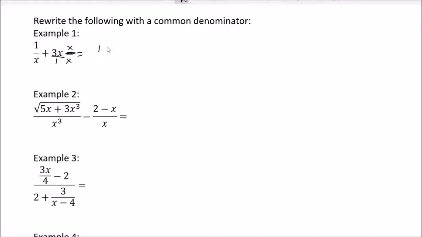And then what do I get? I get 1 plus 3, x times x is x squared. And the denominator is x. Boom, done. Cool. What about the next one?